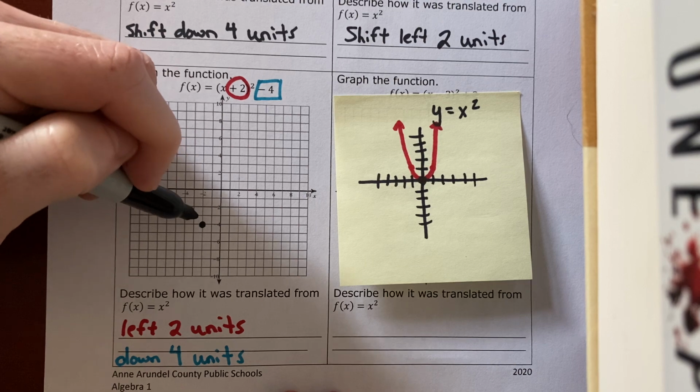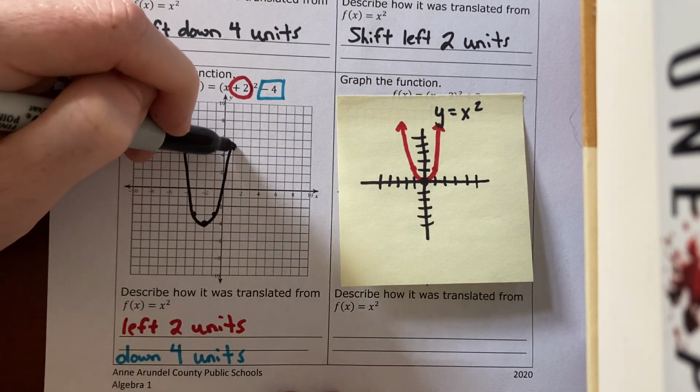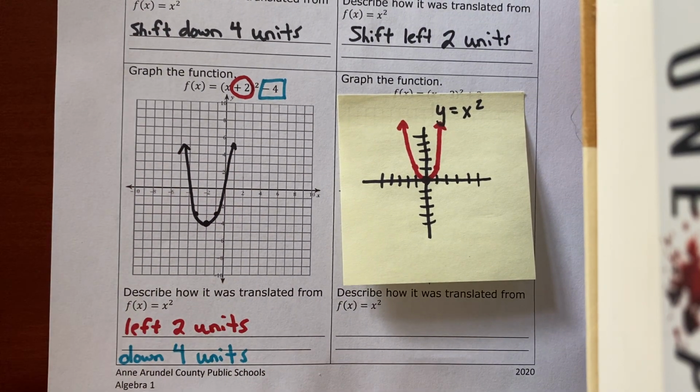Since my a value is 1, I can just go up 1 over 1, up 1 over 1, and then I can draw in my parabola. All right, that's it, all done. So you guys should be working on that question, that fourth example there.